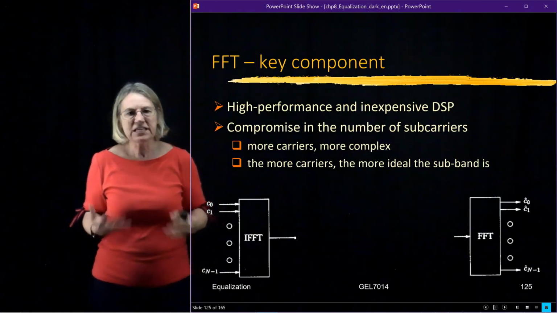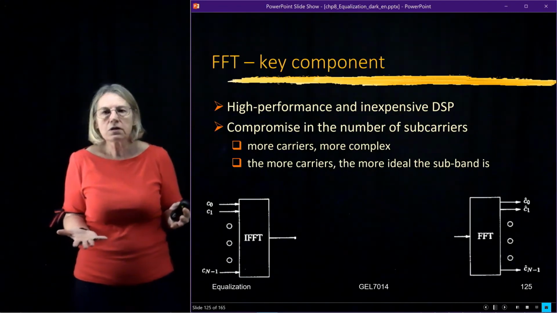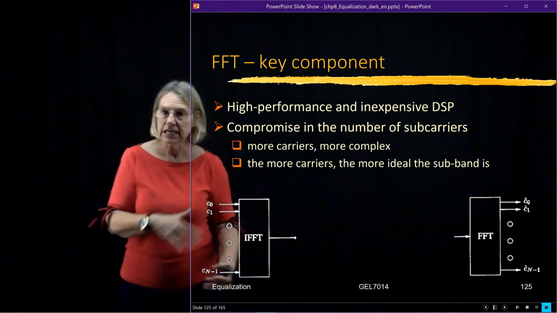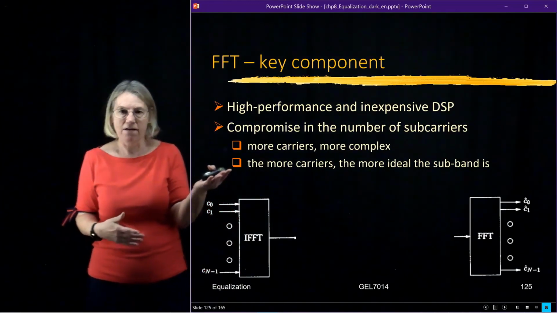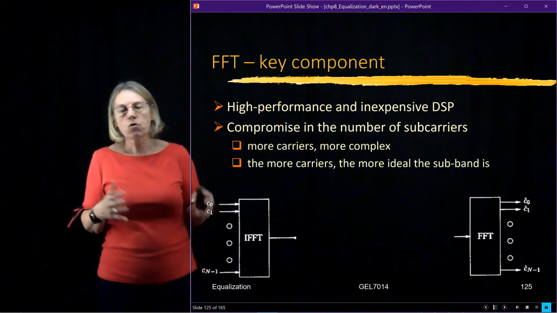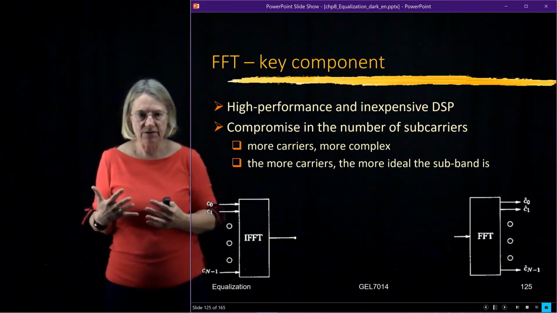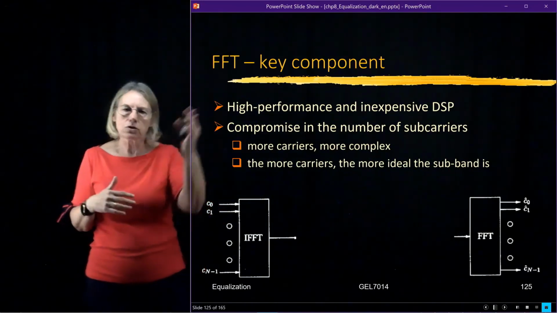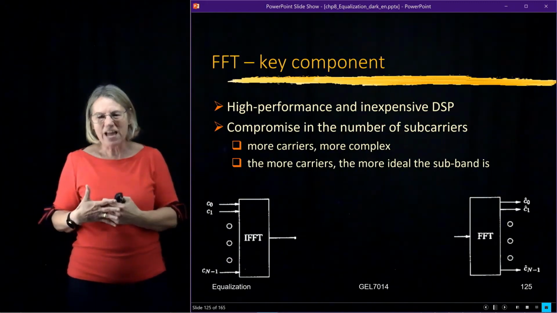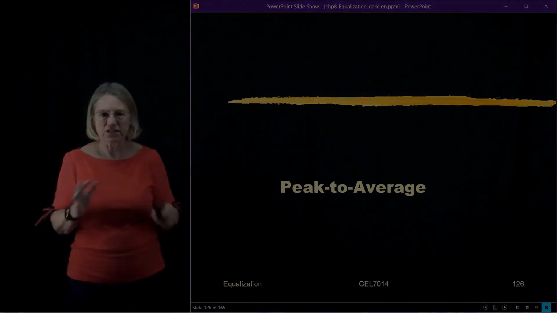The FFT is nice because it's high performance, it's inexpensive, and I can choose the complexity of the IFFT, because the more subcarriers I have, the more complex it is, but the more ideal the conditions might be for my estimation. So it's a trade-off, and you'll make your decision on what you can do. There's a whole engineering approach to how you would choose how many subcarriers you would use, which depends on the channel, etc.